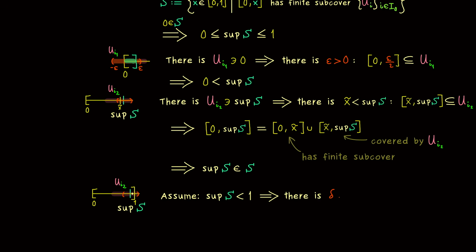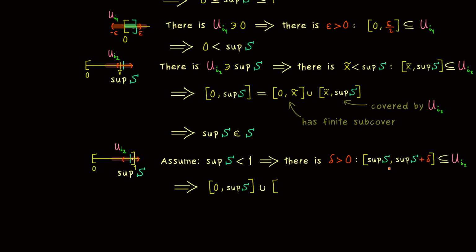And let's simply say that we can find this point with a little delta greater than 0. This simply means that we have the interval that starts with the supremum of S and goes to the supremum of S plus delta. And now if delta is small enough, we lie completely inside the open set Ui2. And there you should see, we can do exactly the same thing we did before. We can just form the union of two intervals and we see we have a finite subcover for both. In fact, it's the same reasoning as before. The second set is covered by a single open set and the other one has a finite subcover.